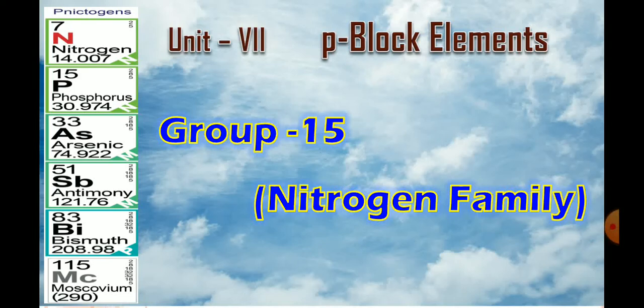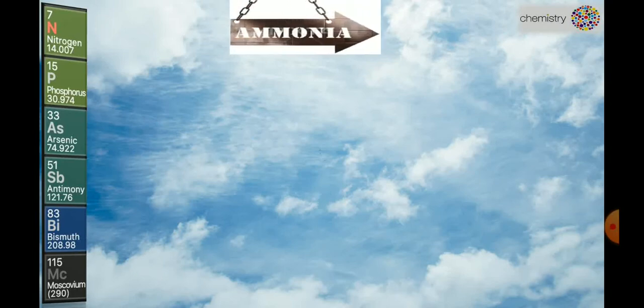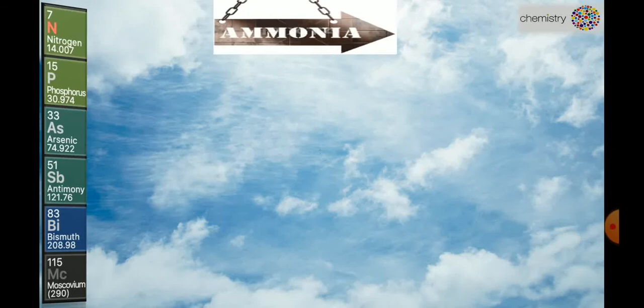Later, in the previous classes, we discussed one important compound of nitrogen, dinitrogen, molecular nitrogen. Its preparation method, properties, as well as uses we studied in the previous class. Today, we'll continue our study with the nitrogen family. Today, we'll discuss another important compound of nitrogen, that is ammonia. The molecular formula of ammonia is NH3.